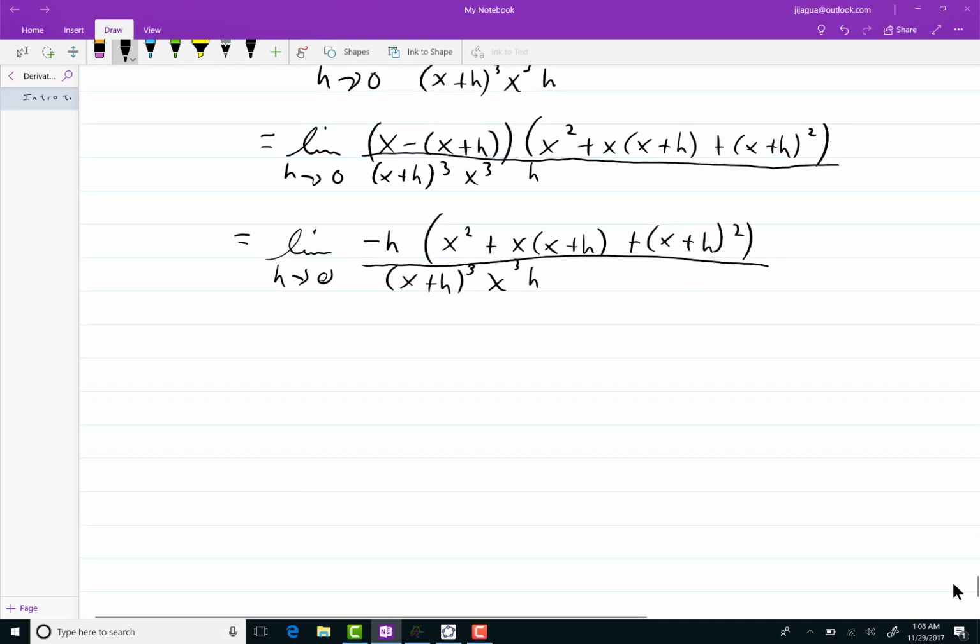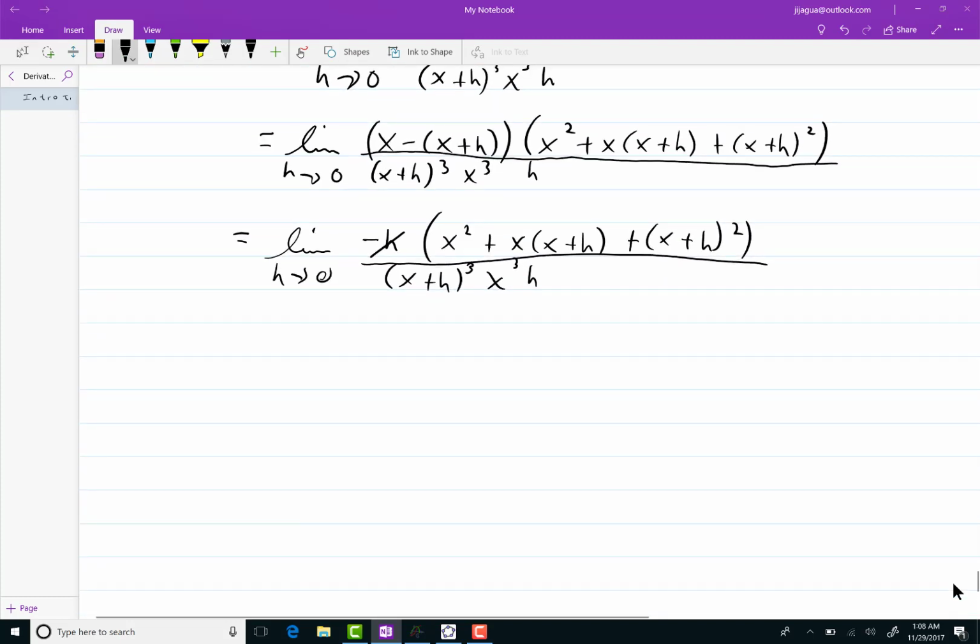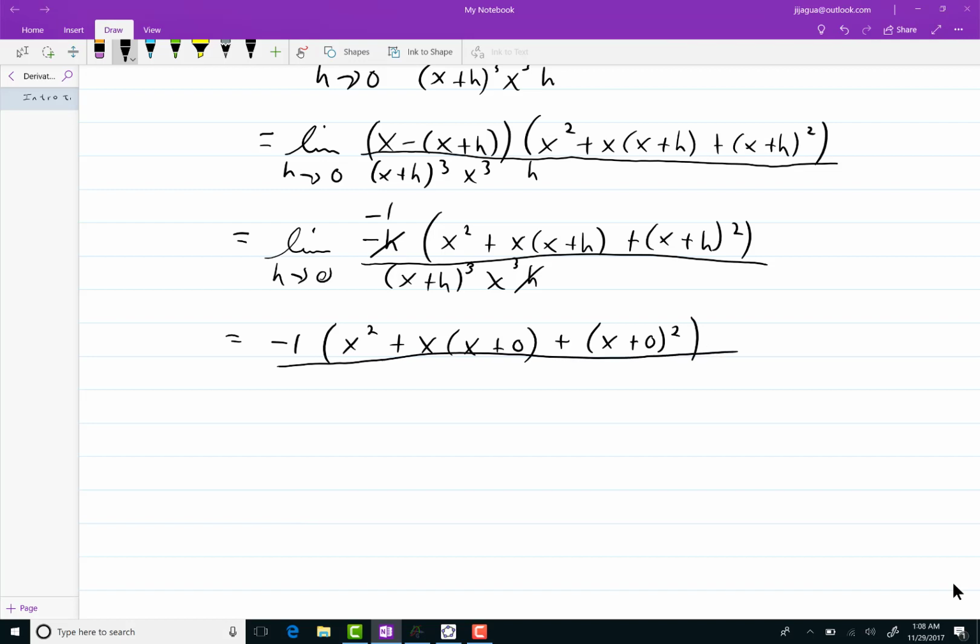Alright, now you can see the h's cancel. Don't forget there's a negative 1 there. It's at this stage I can replace all the h's with the number 0. So I still have that negative 1 times x squared plus x times x plus 0 plus x plus 0 squared. All of that is divided by x plus 0 cubed times x cubed.